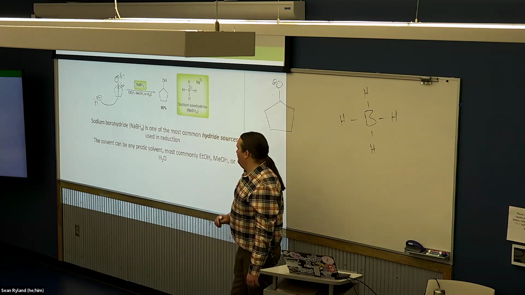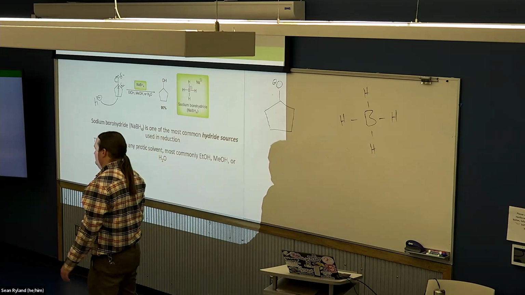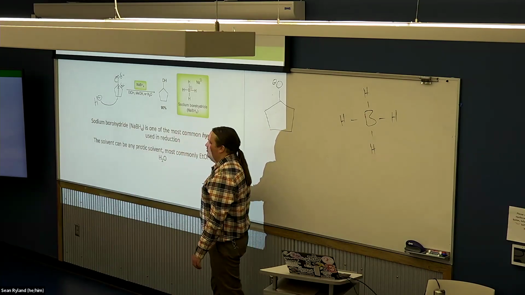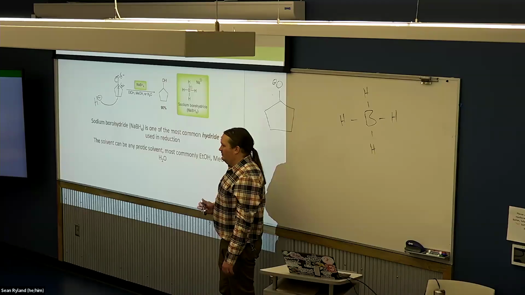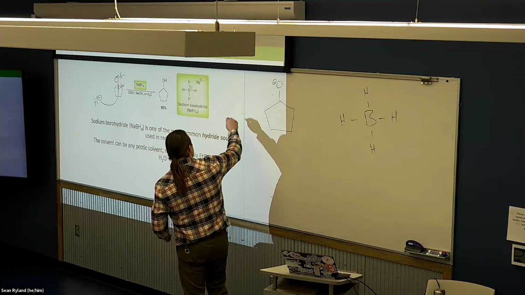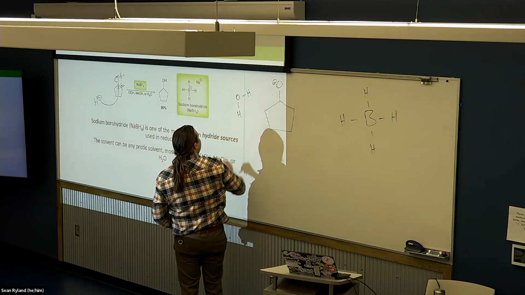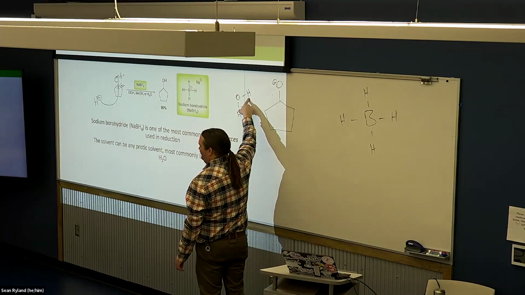The solvent can be any protic solvent. What does that mean? Yeah, it could be one of these, including water. What does a protic solvent have? What is a protic solvent? Protic solvent is something that can lose a proton.